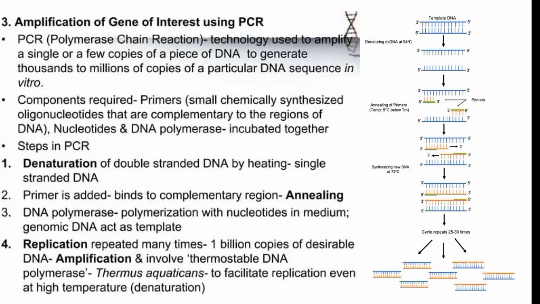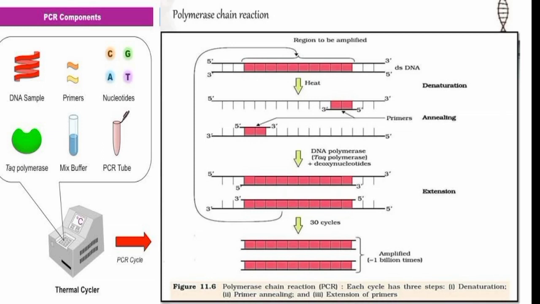Then we have DNA polymerase, the polymerization with nucleotides in the medium, with genomic DNA acting as a template. So they will keep on adding one nucleotide, making the base pairs. Replication is repeated many times. One billion copies of desirable DNA amplification, and it involves thermostable DNA polymerase, Thermus aquaticus, to facilitate replication even at high temperature. Denaturation will take place.